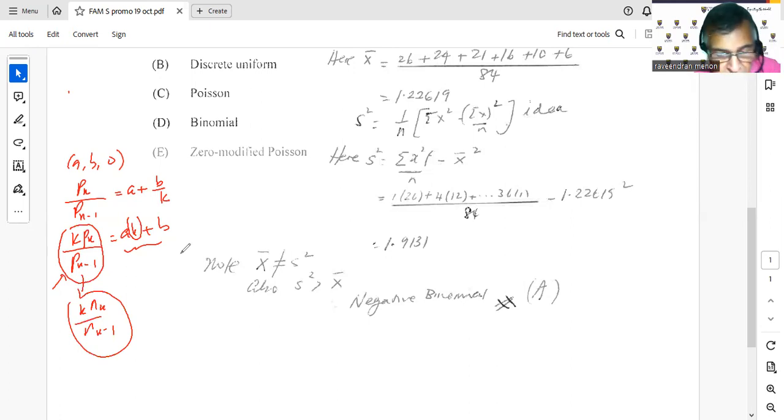So this one you plot against k. This versus k. And if you get a positive slope, you're dealing with your negative binomial distribution. Okay, that's it. We don't really actually have to draw the line. This is a multiple choice test.